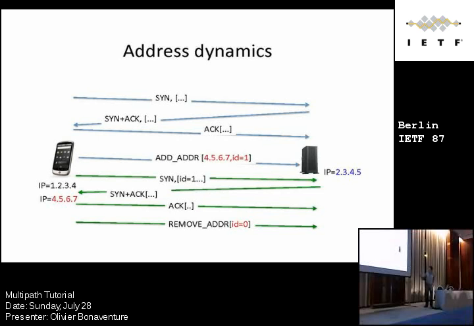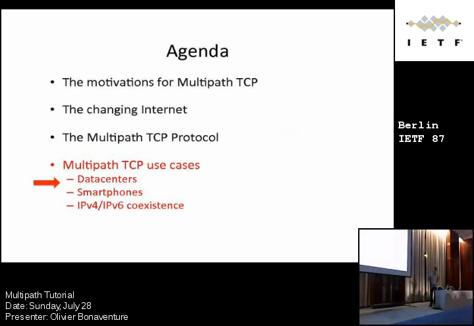So if I need to remove one address, I just remove the blue address. I will send a remove address to indicate that the initial subflow is not valid anymore. So the blue subflow will disappear, and the server will know immediately that it has to send the data over the green subflow. So you can adapt to any changes in addresses. With that, I think I've covered the basics of the Multipath TCP protocol. Before moving to use cases, I'd like to know whether there are questions in the room.